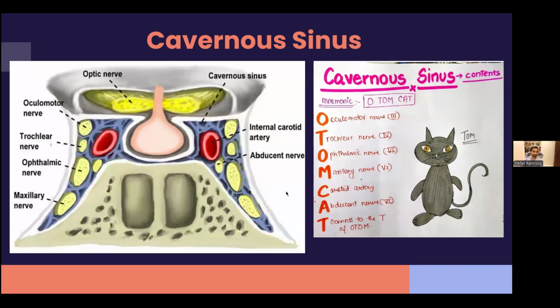So here you can see the contents of the cavernous sinus. From lateral to medial, you have your cranial nerves 3, 4, as well as divisions of cranial nerve 5, V1 and V2, as well as the carotid artery medially and your abducent nerve medially.